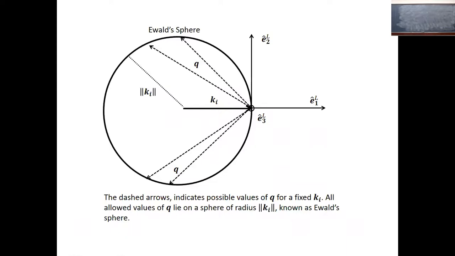Here's a picture of the Ewald sphere. We have our incoming wave vector, and all outgoing wave vectors must have the same magnitude as the incoming one. So all possible outgoing wave vectors must lie along this sphere if k out is centered on this spot. And all scattering vectors, q, in reciprocal space must lie on this sphere.